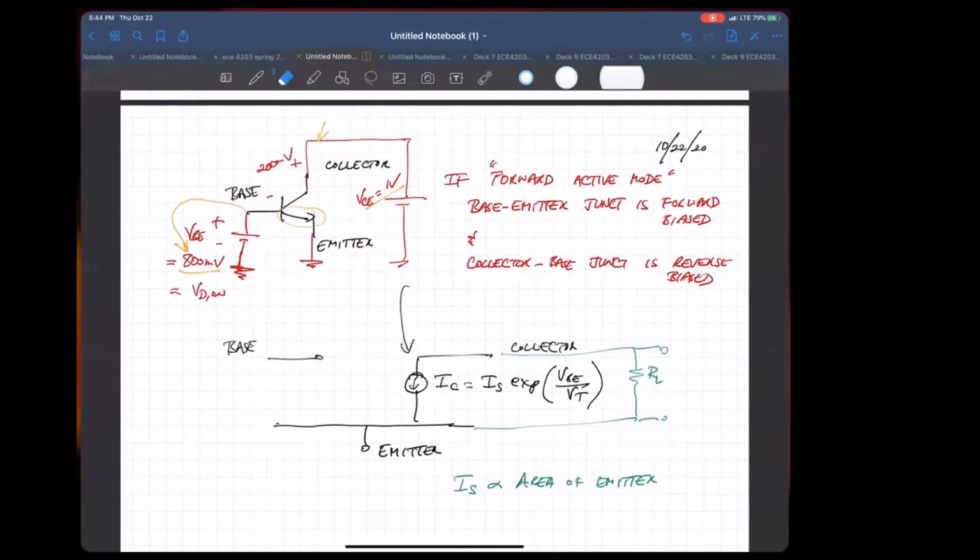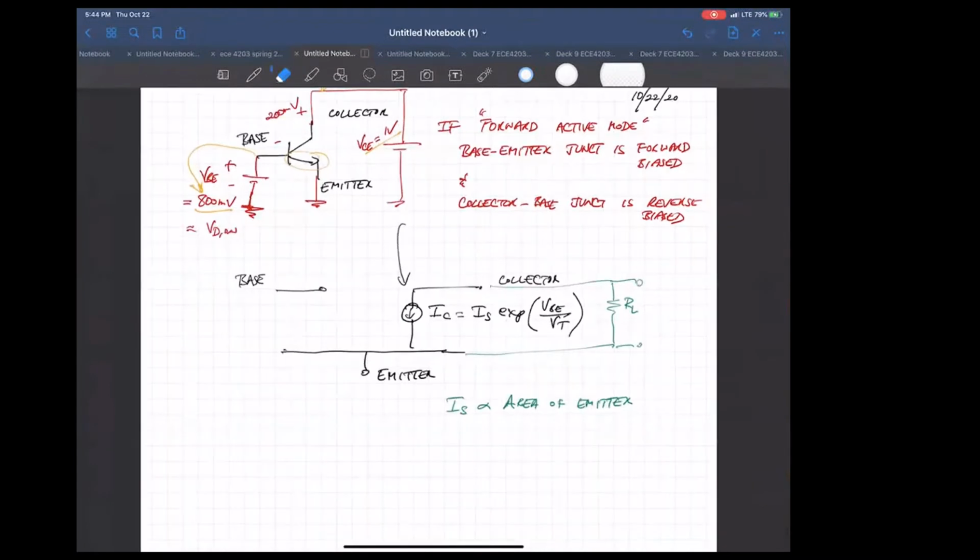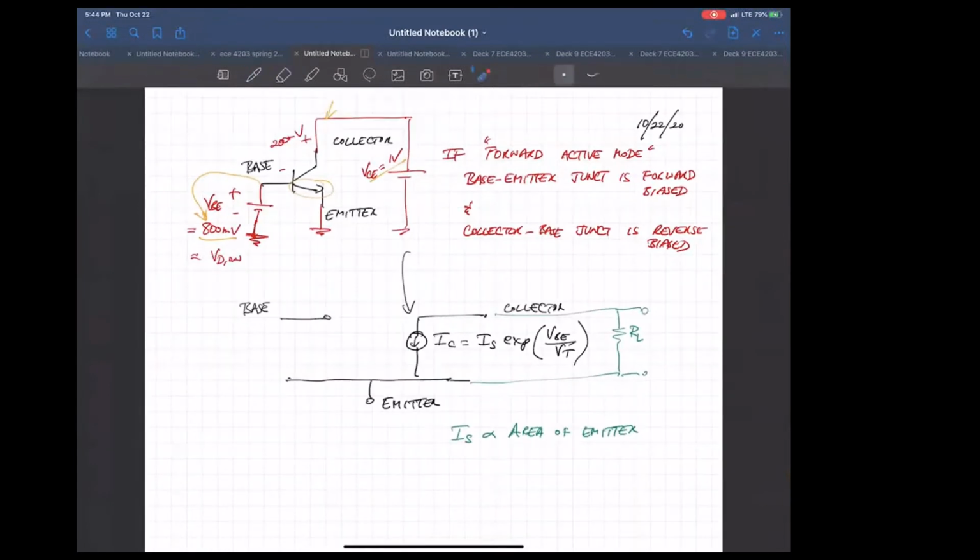So back to this thing. Once we're in this forward active mode, we get this exponential collector current with input. We learned that I sub S is a key parameter. Usually, when you buy a bipolar transistor, by the time it gets in your hands, this I sub S is a single number in the spec sheet.